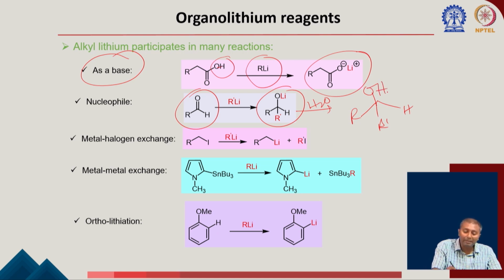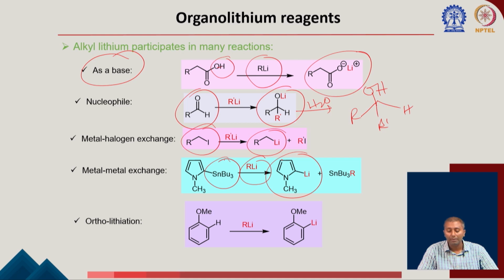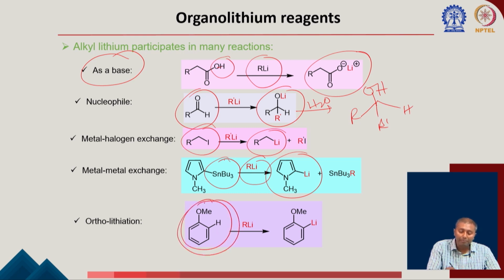It can also, if you have an alkyl halide, go for a metal-halogen exchange to generate a corresponding lithium. Then it can have a metal-metal exchange, that means some sort of transmetallation can happen. If you have an organotin and you use organolithium, it can generate a lithium reagent through transmetallation, or it could be an ortholithiation. We are going to spend a lot of time on this particular topic: if you have some sort of directing group where lithium can bind, then it can direct the deprotonation from the next carbon, and this C-H bond is going to get deprotonated to form the corresponding lithium.